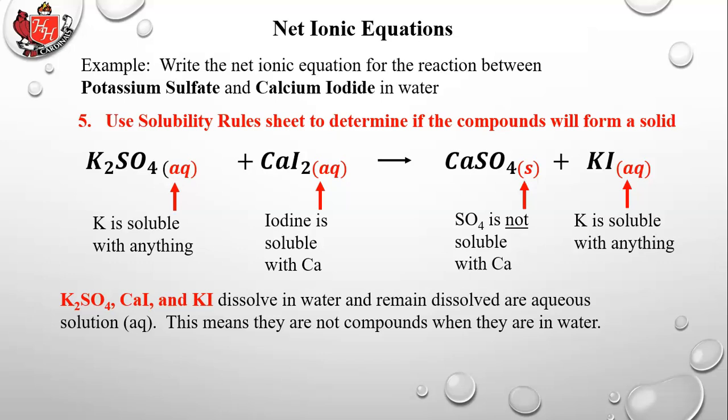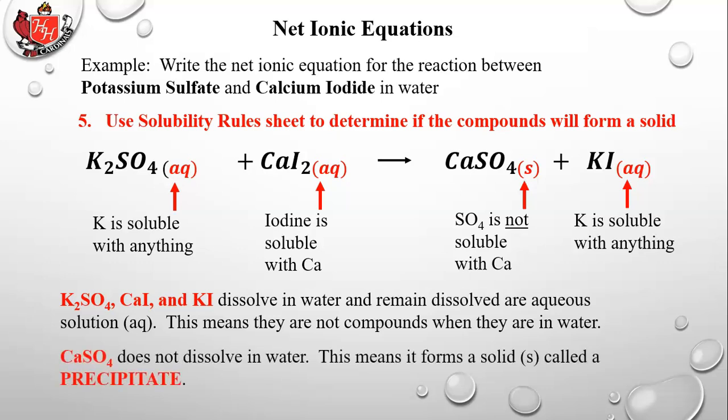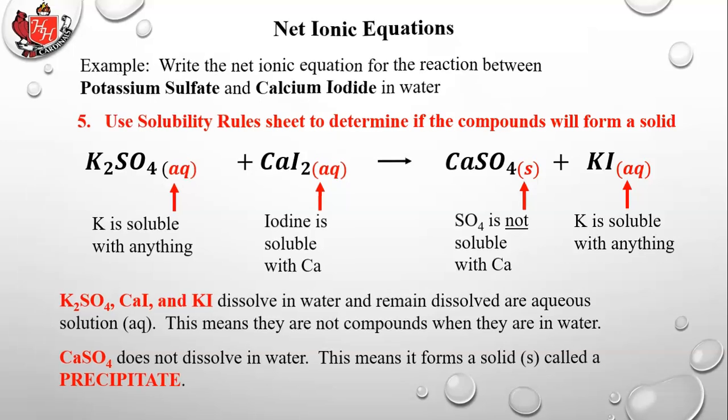This means that they are not compounds when they're in water. When they're on dry land, when they're not wet, they will stay together as an ionic compound. But the moment you put them in water, the water molecules are going to pull them apart, those 3 compounds. CaSO4 does not dissolve in water. This means that it will form a solid called a precipitate. Precipitate is simply a solid that will, generally speaking, sink to the bottom of the vessel, the container.